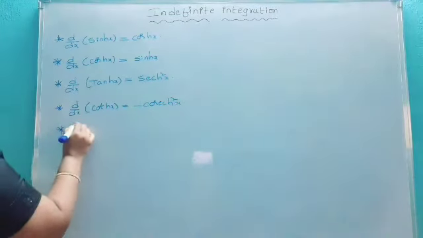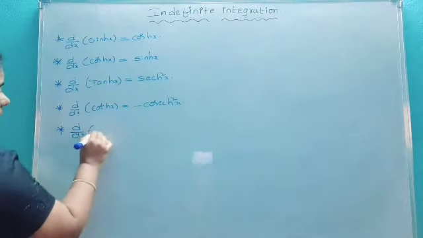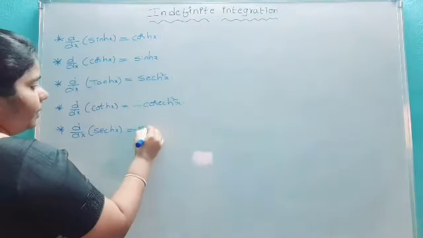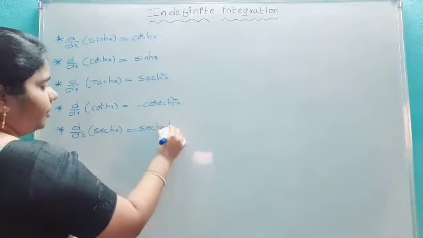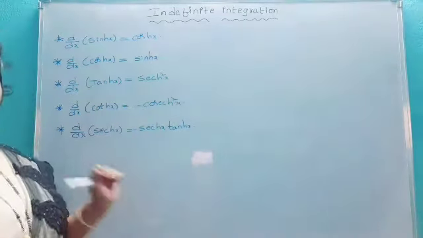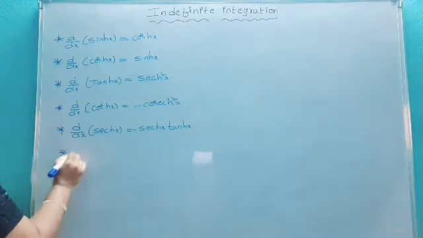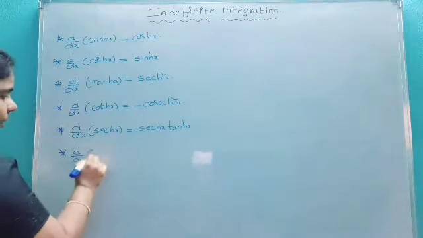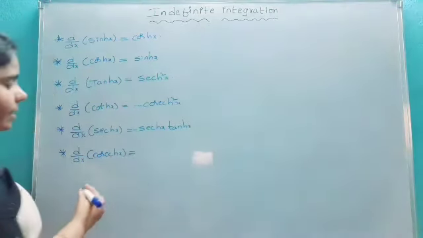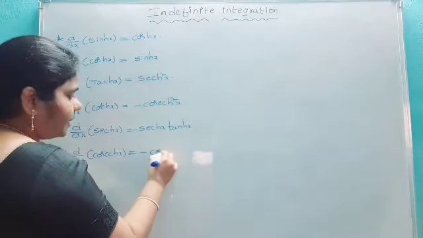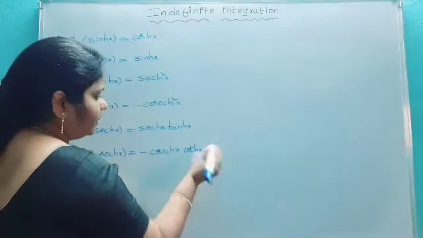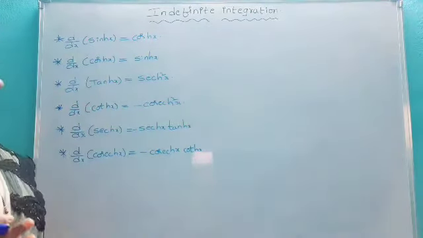Next, d by dx of sech x is equal to minus sech x into tanh x. Next, d by dx of cosech x is equal to minus cosech x into coth x. Already we know this in the differentiation.